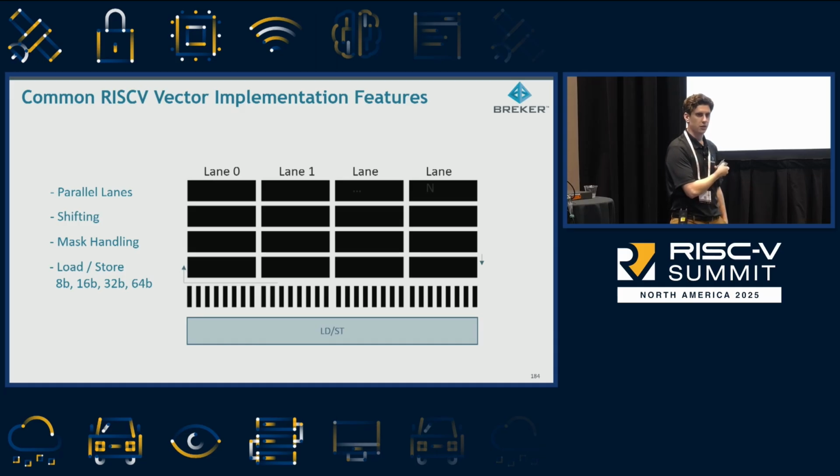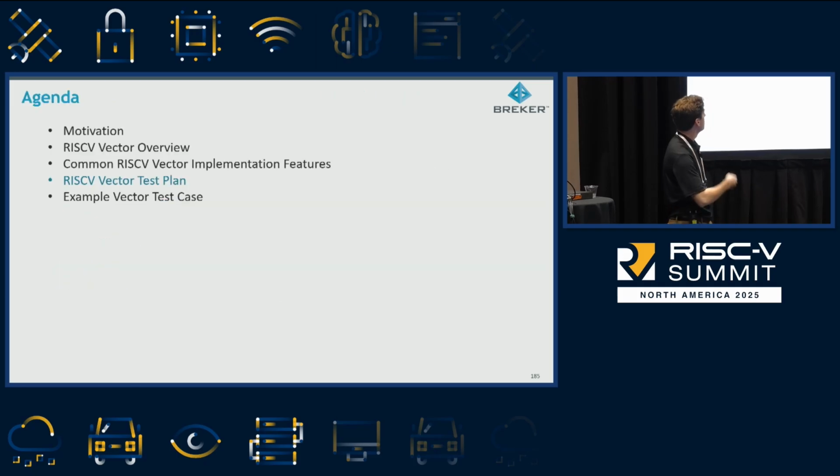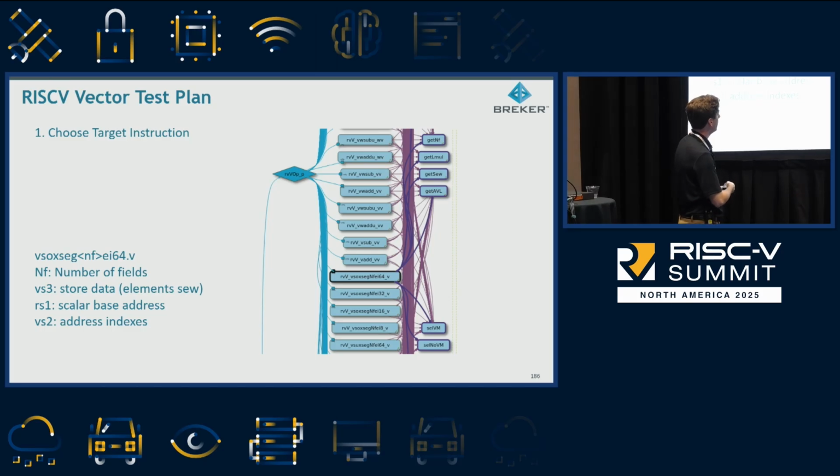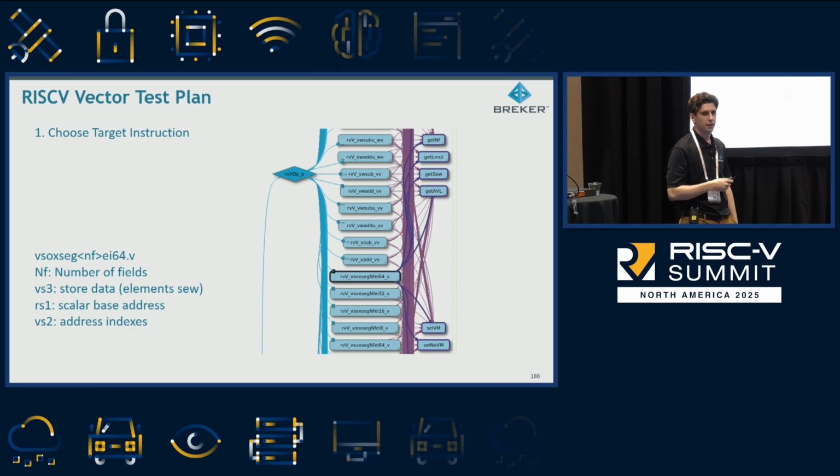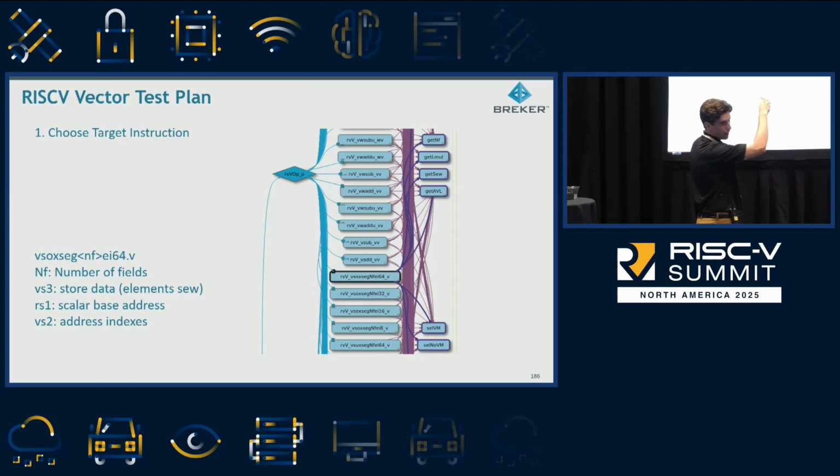And then don't forget that there's also a load store unit involved, and that opens up the door to all kinds of coherency shenanigans. So how do we tackle this enormous space? Well, what you're looking at here on the right is our implementation of the abstracted test plan. So we look at it as a big graph.